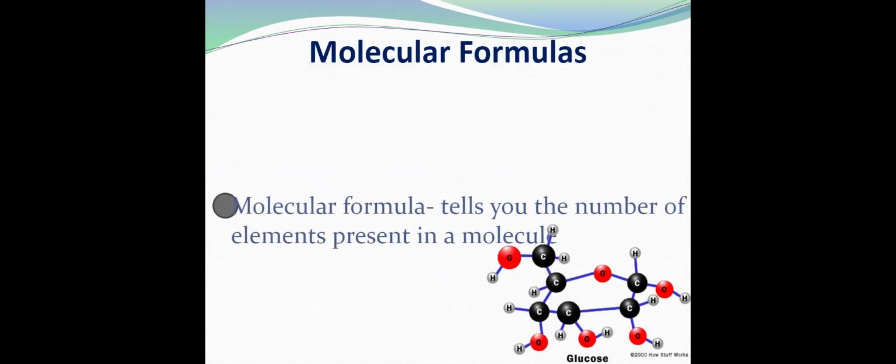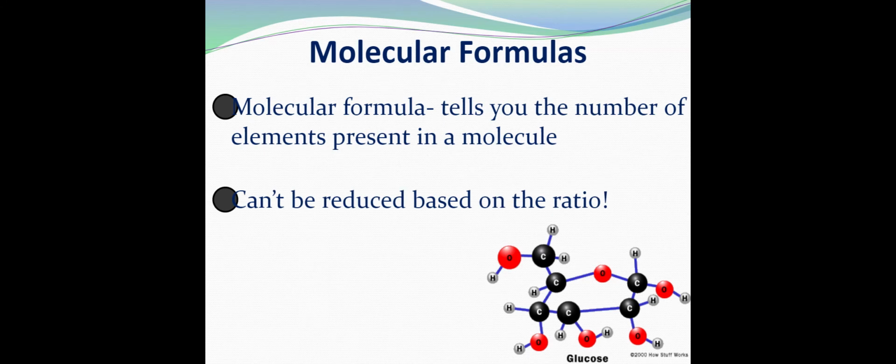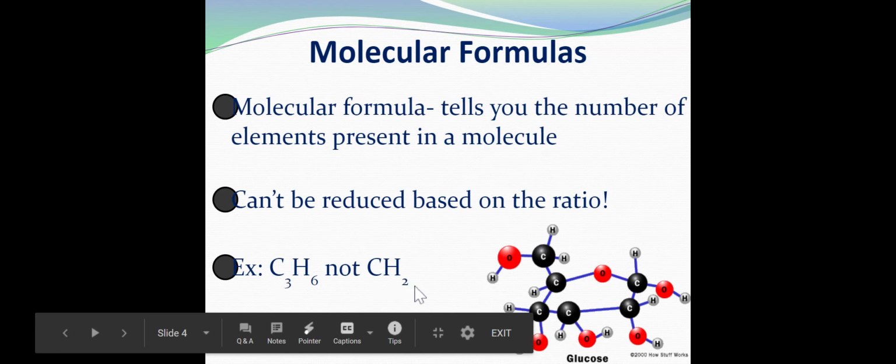Okay, so a couple more things about the formula. The formula is telling you the number of elements in the molecule, how many of each, right? And it cannot be reduced based on the ratio. For example, these two are different. C3H6: this molecule contains 3 carbon, 6 hydrogen. You cannot reduce it based on the ratio. You cannot say it's the same as CH4. It's different because this is a type of molecule, this is another type of molecule.